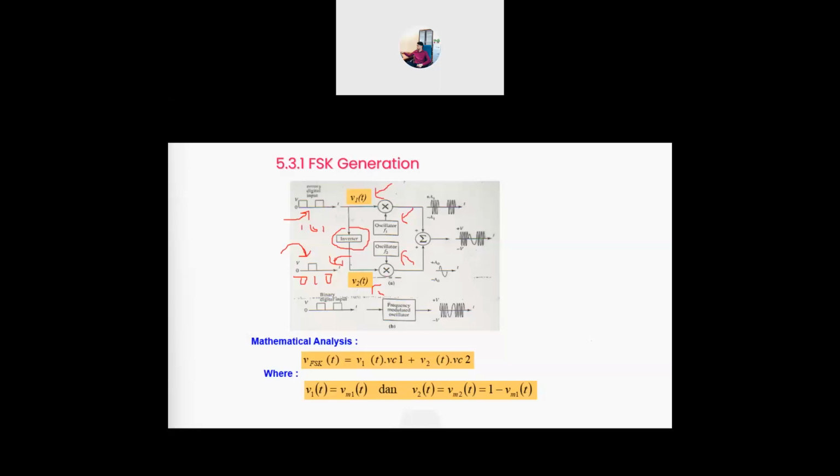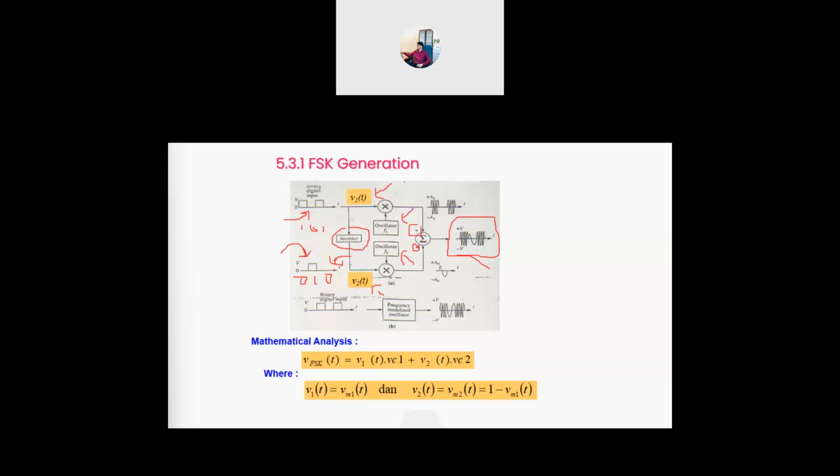When you sum, both of them are plus. You can have plus minus, but this one is plus plus. Then you combine, and you have this ASK-FSK signal. So mathematically for analysis, VFSK is actually V1 times VC1 plus V2 times VC2.